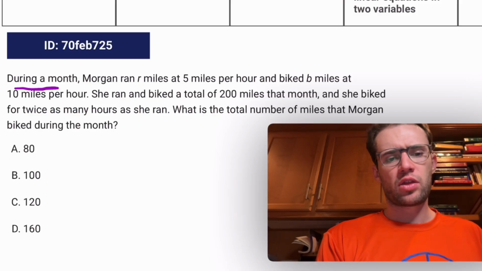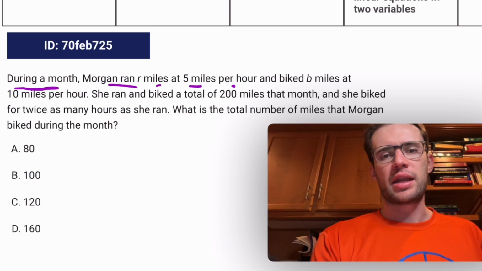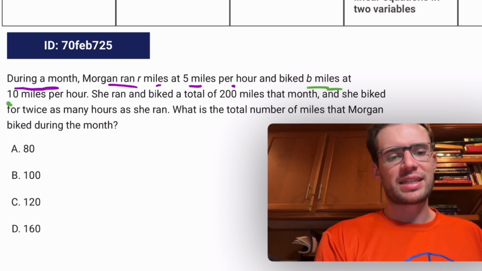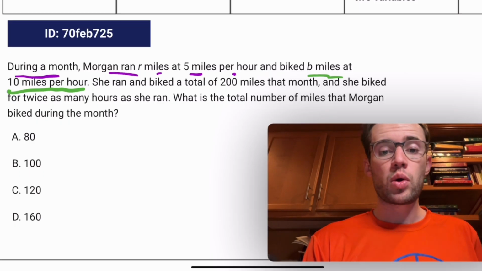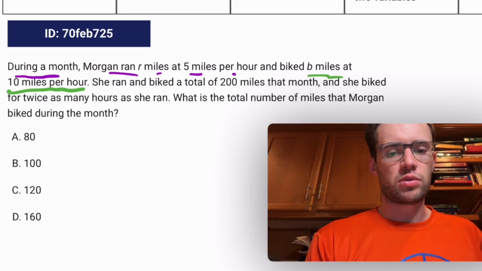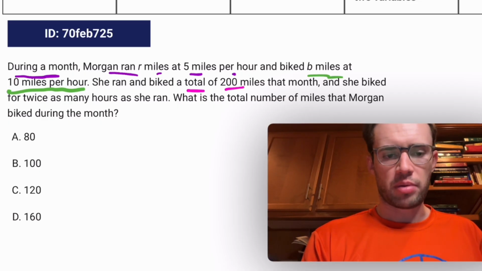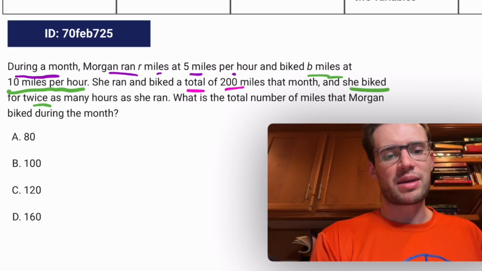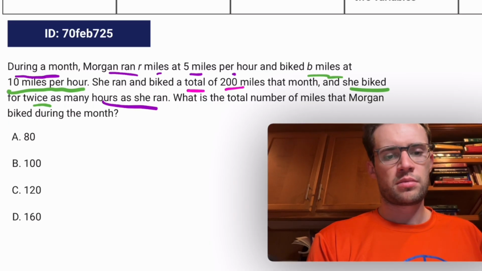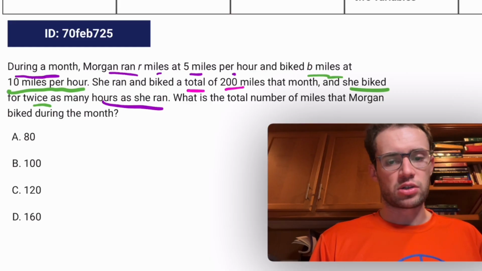It says, during a month, Morgan ran R miles at 5 miles per hour and biked B miles at 10 miles per hour. She ran and biked a total of 200 miles that month. 200 miles total in that month. She biked for twice as many hours as she ran. What is the total number of miles that Morgan biked during the month?